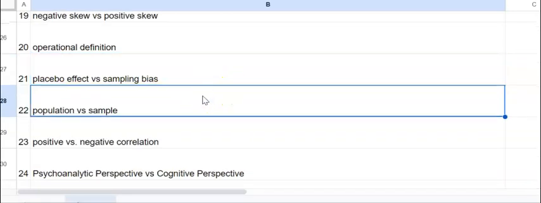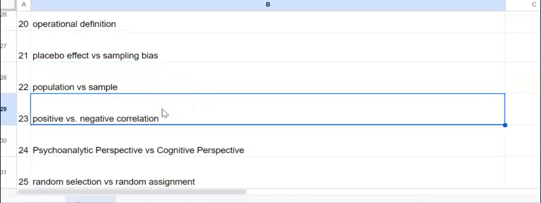Population versus sample. Population is the overall potential group that you could study. So again, if we're studying high school students and the percentages that would want to go to college, our population could potentially be every high school student in the state of Texas. But realistically, we cannot study that many. So instead, we're going to take a sample of that, which would be every high school in Ellis County.